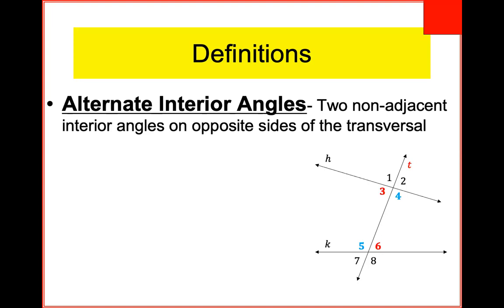But remember, they're interior. So we're still talking about angles 3, 4, 5, and 6. But we're going to pair them up now with their alternate. Instead of 3, we're going to 6. Instead of 4, we're going to 5. So those are the two pairs of alternate interior angles.